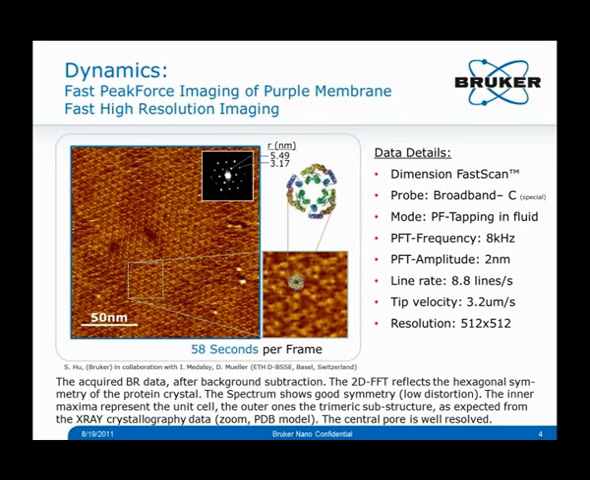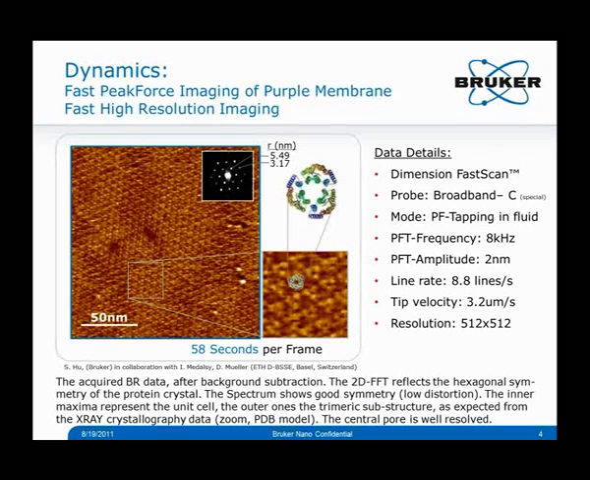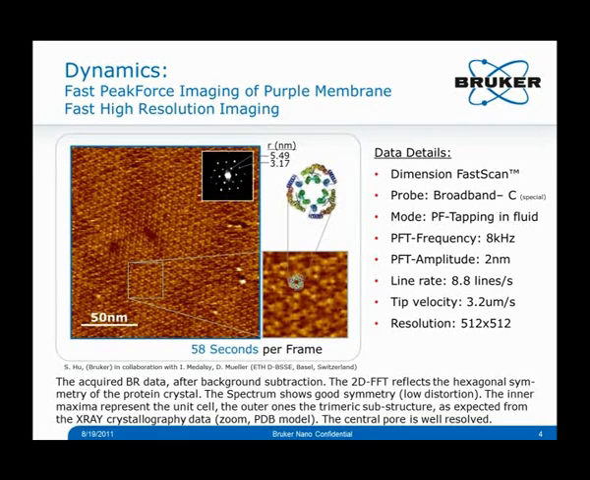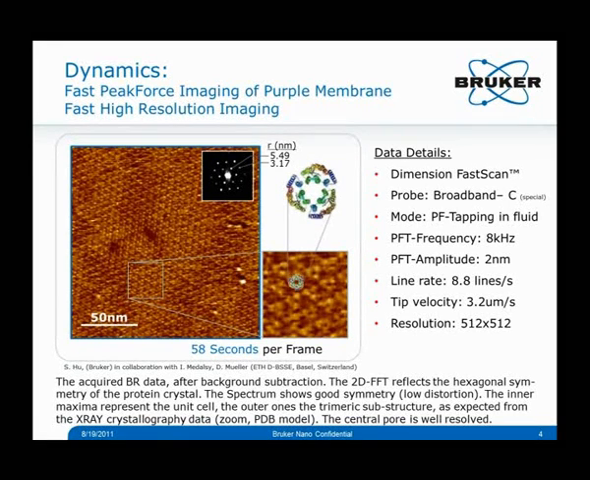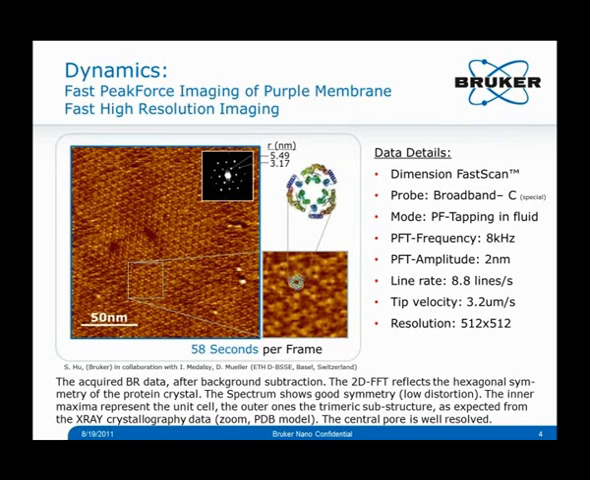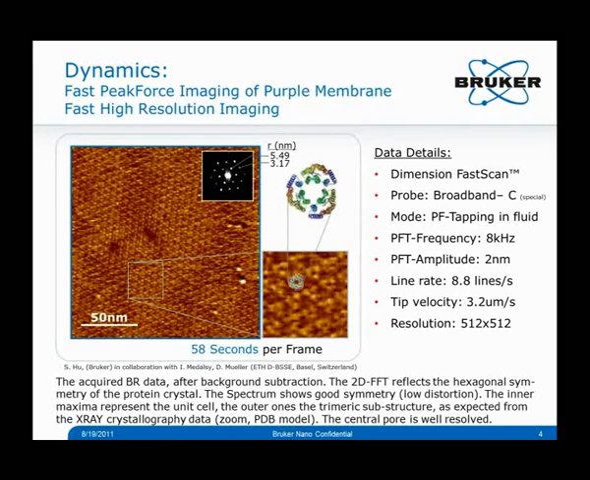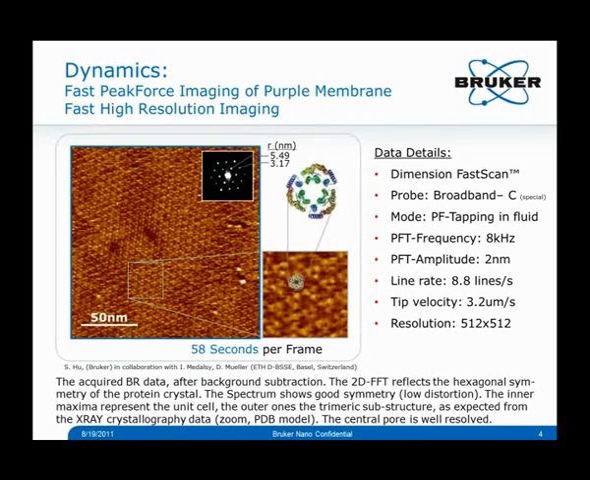Comparing the structure from the Protein Data Bank with our image, we can recognize the three domains that are rotated by 120 degrees. We can also see that on many of the protein complexes the center pore is well resolved. This makes a lot of sense in PeakForce tapping, since one of the strengths of PeakForce tapping is the tracking and imaging into tight, narrow gaps and channels without dampening.